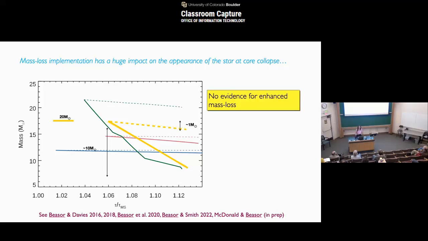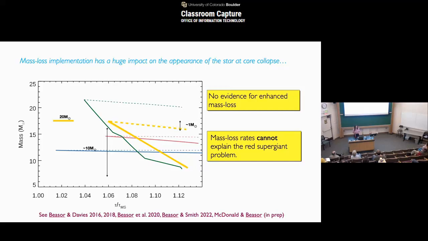So there's no evidence for enhanced mass loss, no evidence for this increasing of a factor of 3 to explain the red supergiant problem. And what that means is that mass loss rates cannot explain this missing set of high mass progenitors.